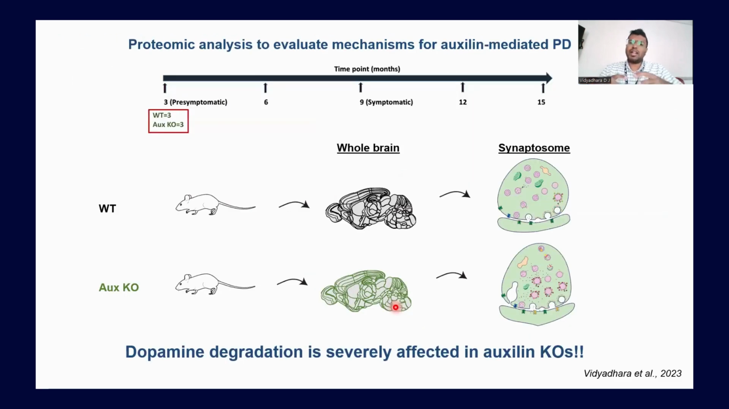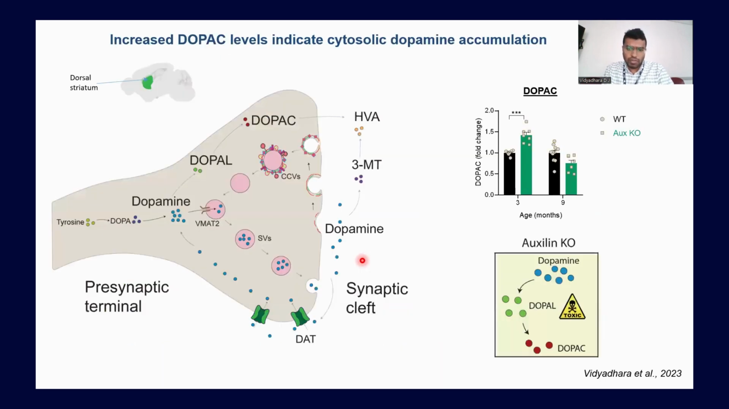And that's what we did. We started in a very unbiased way. We looked into whole brain proteomics, and we extracted only the presynaptic terminals and ran proteomics. And what we found was there are dopamine degradation defects in auxin mutants. And that's what we followed in the rest of our studies. We saw that there is DOPAC accumulation at 3 months, an early time point, which is an indirect measurement of cytoplasmic dopamine accumulation. It is known in the field that any free floating dopamine in the cytoplasm is toxic to the cell. So this might be one of the ways through which presynaptic endocytosis defects might be leading to neurodegeneration in Parkinson's disease.